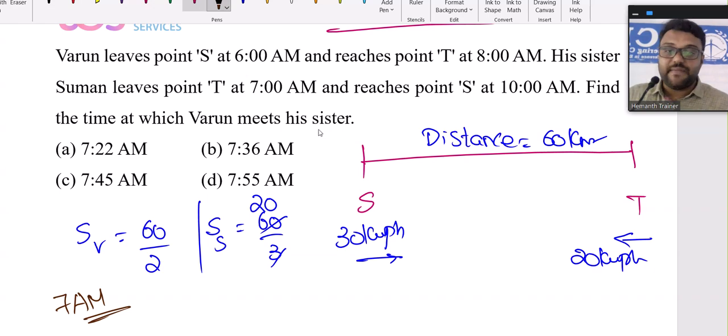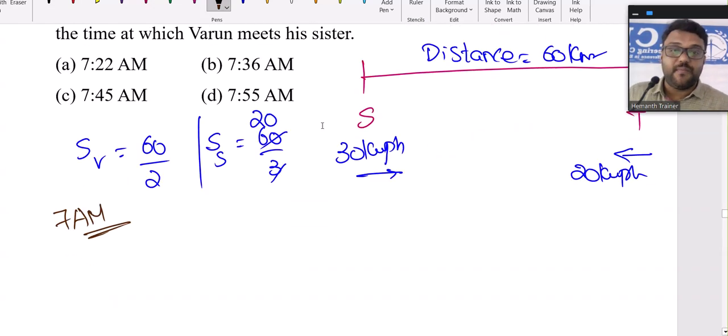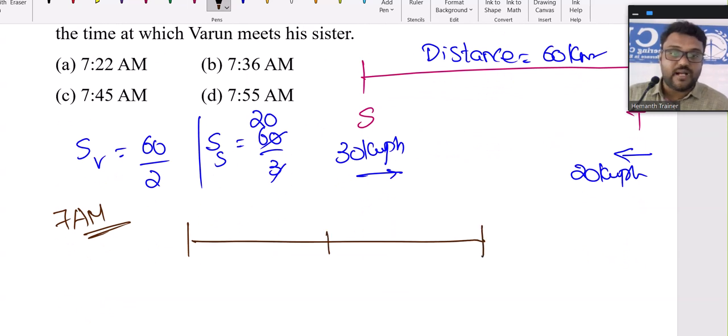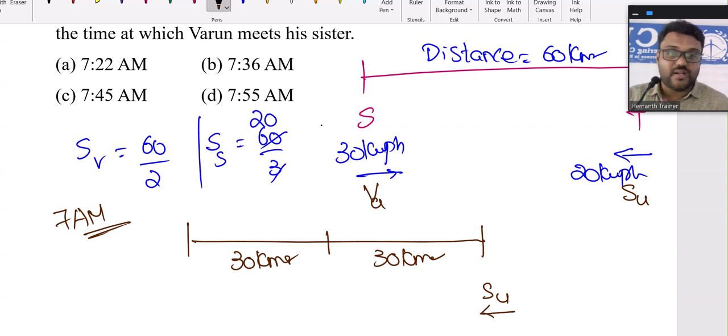It's wrong. At 7 a.m., you try to observe what will happen. In this 1 hour, Varun has covered 30 kilometers already. This is Suman, this is Varun. Varun has already covered 30 kilometers, because what is the speed of Varun? 30 kilometers per hour. In 1 hour, he will cover 30 kilometers. So only 30 kilometers is pending. Now Suman also starts at 7 a.m. Varun is already in flow.